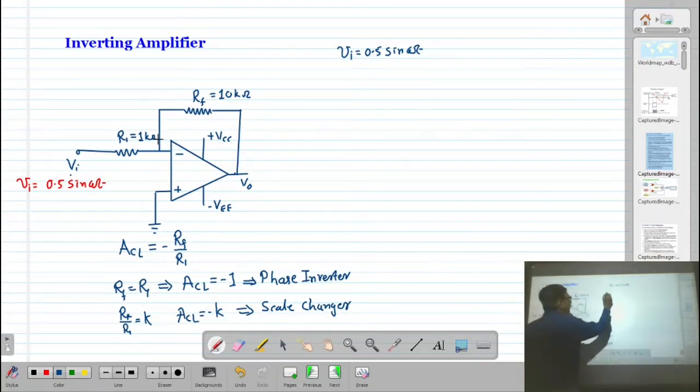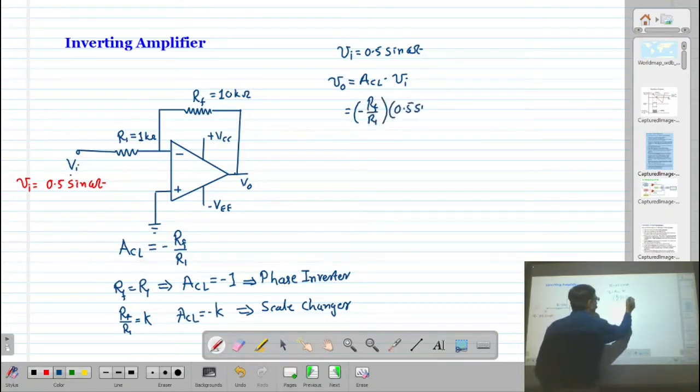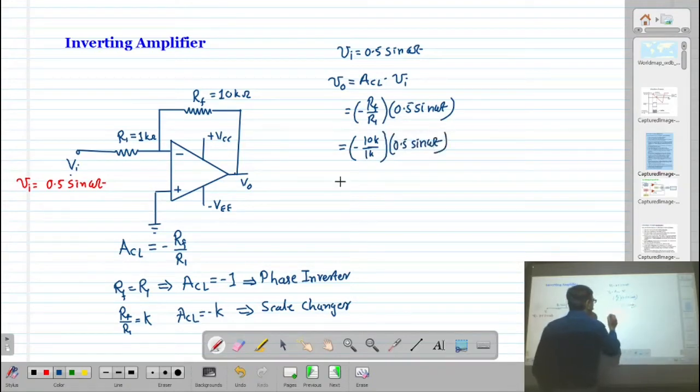To calculate the output voltage, the output voltage is given as ACL into my input voltage VI. ACL is minus RF by R1, and the input voltage is 0.5 sine omega t. So we have minus 10k by 1k into 0.5 sine omega t, and if we calculate, the signal is increased by 10 times, so you will get minus 5 sine omega t.